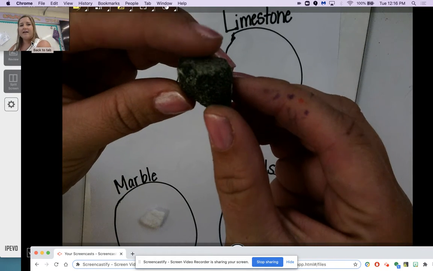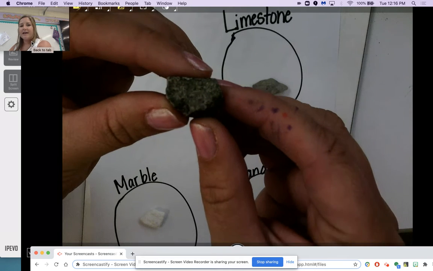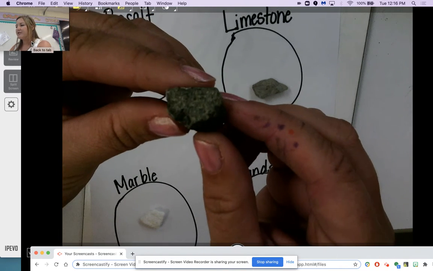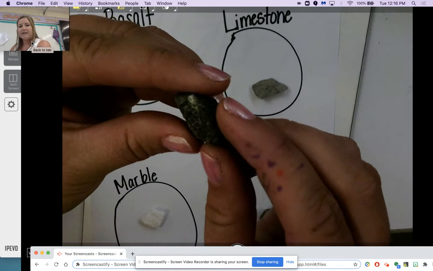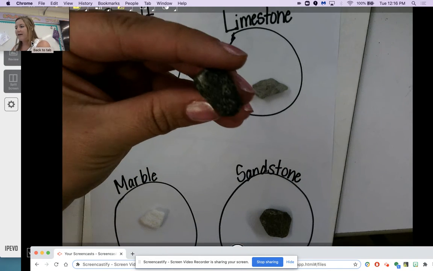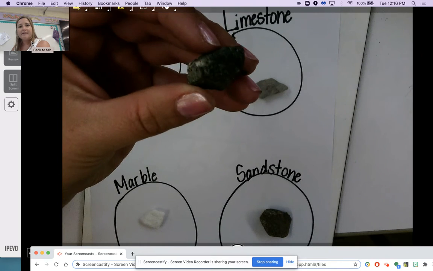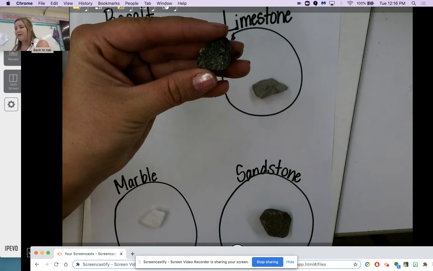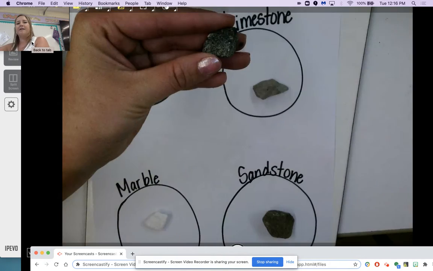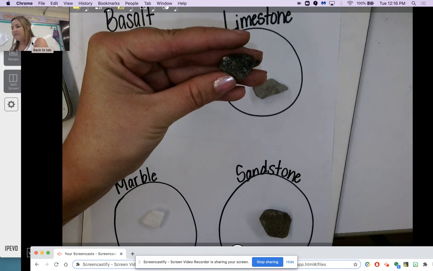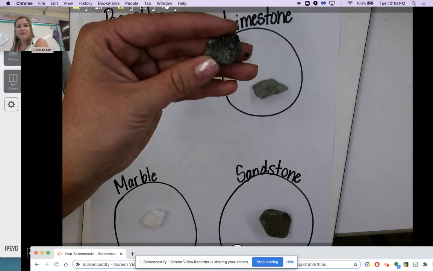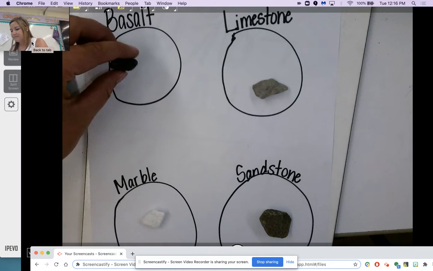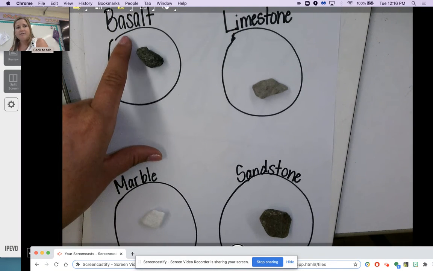This rock is dark in color. I will be taking some pictures. It has some speckles. There's even a little shiny spot right here. If we look at this rock, maybe I can turn the light on. This rock is kind of gray and black with some speckles on here. So that is our basalt we just looked at.